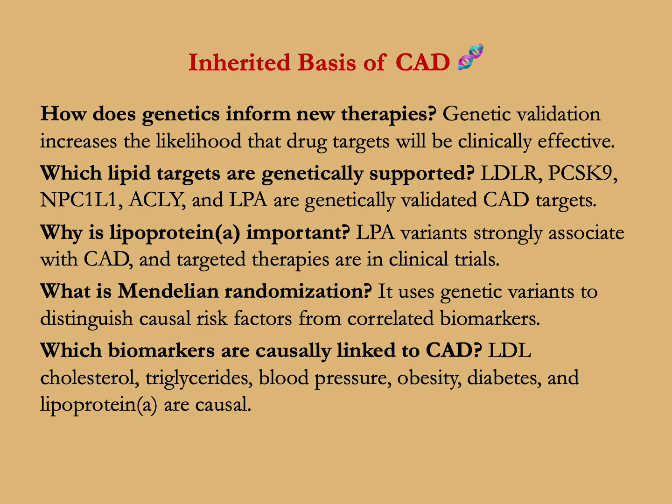Why is lipoprotein(a) important? LP(a) variants strongly associate with coronary artery disease, and targeted therapies are in clinical trials. What is Mendelian randomization? It uses genetic variants to distinguish causal risk factors beyond biomarkers. Which biomarkers are causally linked to CAD? LDL cholesterol, triglycerides, high blood pressure, obesity, diabetes, and LP(a) are causal.